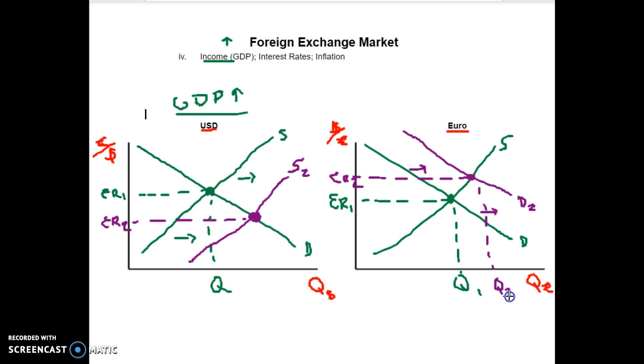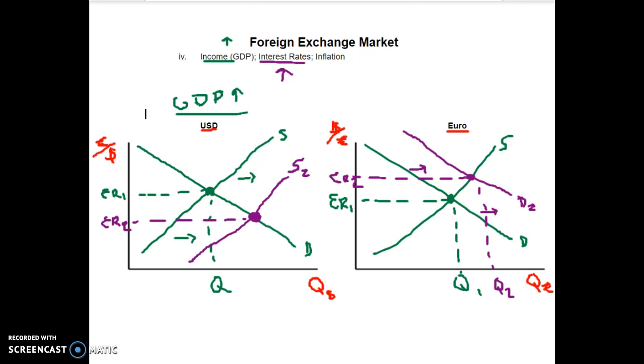In other words, the opposite happens in the European Union as what happens in the United States. Okay, well, let's say that our interest rates in the United States go up. What's going to happen? Okay, let me clear this out. Hopefully that makes some sense here.